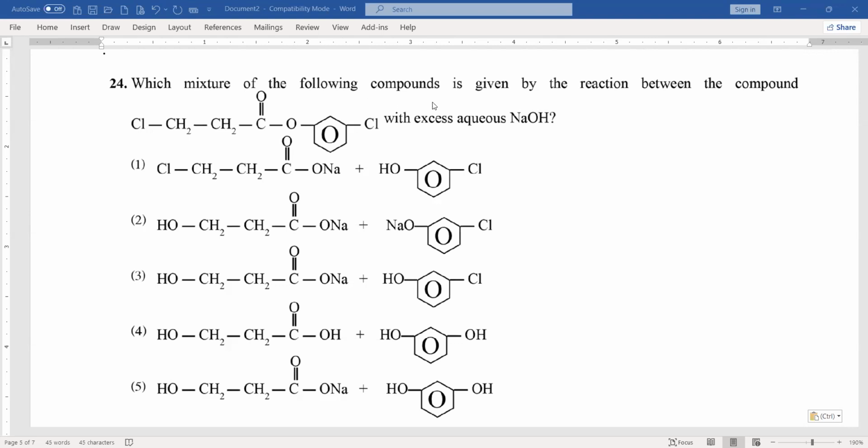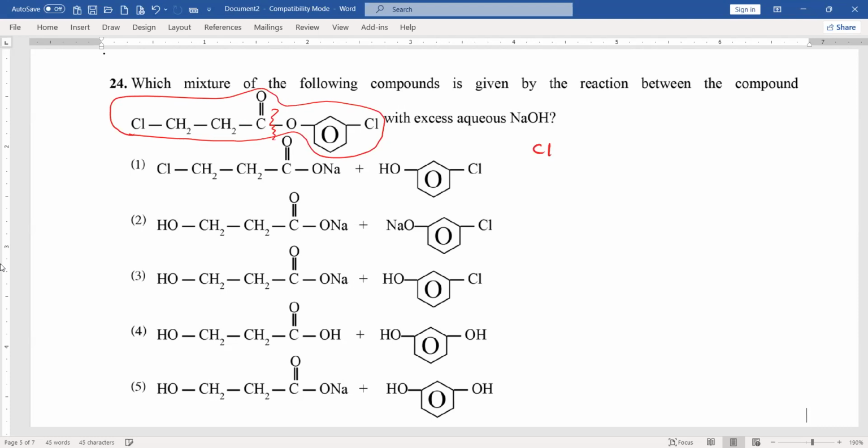Which mixture of the following compounds is given by the reaction between these two compounds? Remember that this compound is an ester. Ester contains this group. When we add sodium hydroxide into an ester, it will break through this and give us the carboxylic acid and alcohol. This is what happens first.